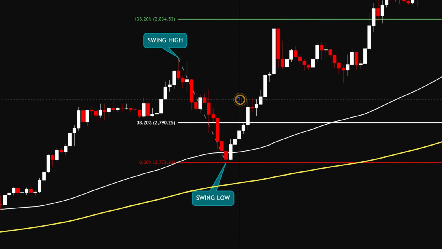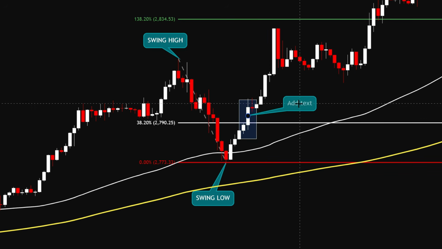Now entry, target, and stop loss rules. The entry zone in this advanced Fibonacci strategy is the 38.2% Fib level. If the price breaks above the 38.2% level and closes a candle above it, that's your buy trigger. It's that simple.